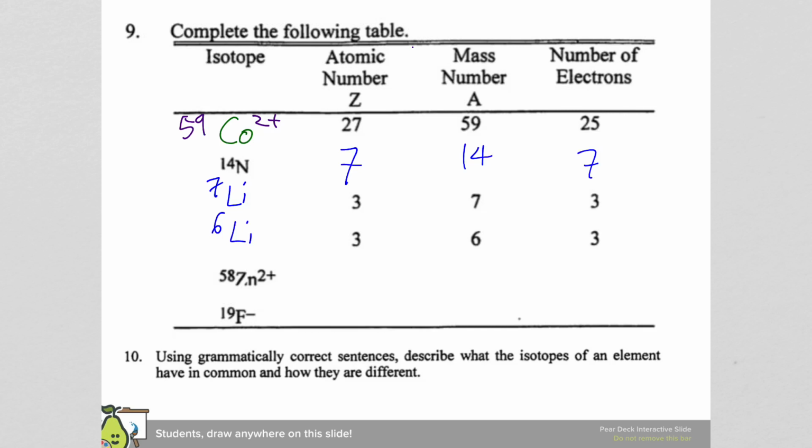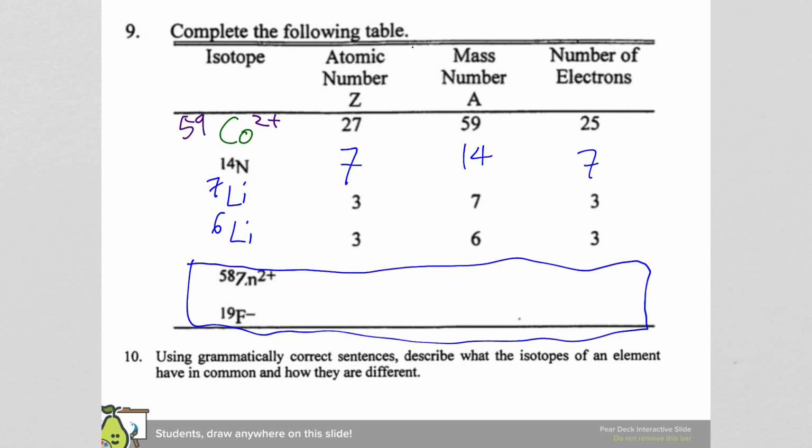For zinc over here, you also take a look at the periodic table to find out what element it is and also what atomic number it is, which should be 30. I'm not going to write these down, but just make sure you can do these out on your own. And 19F, you should be able to find fluorine. It should be number 9.